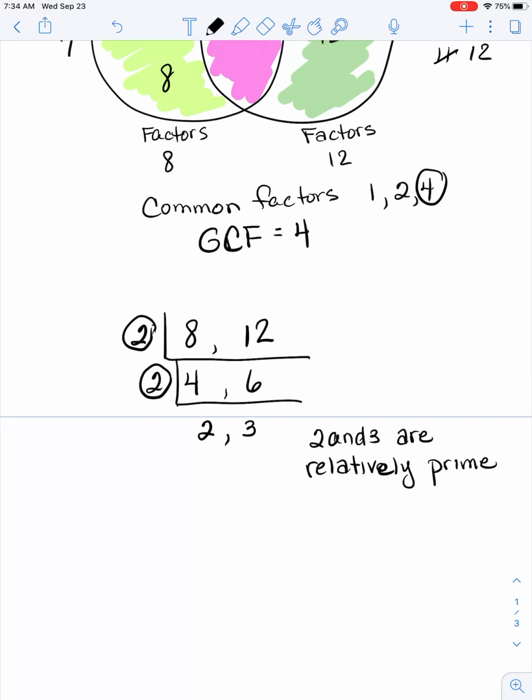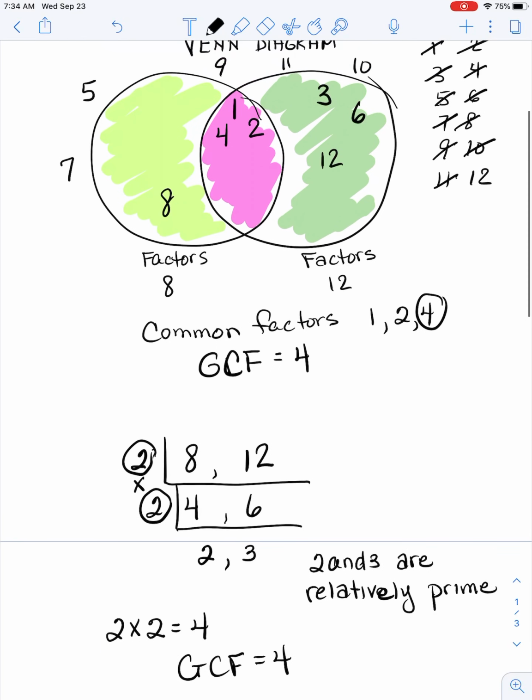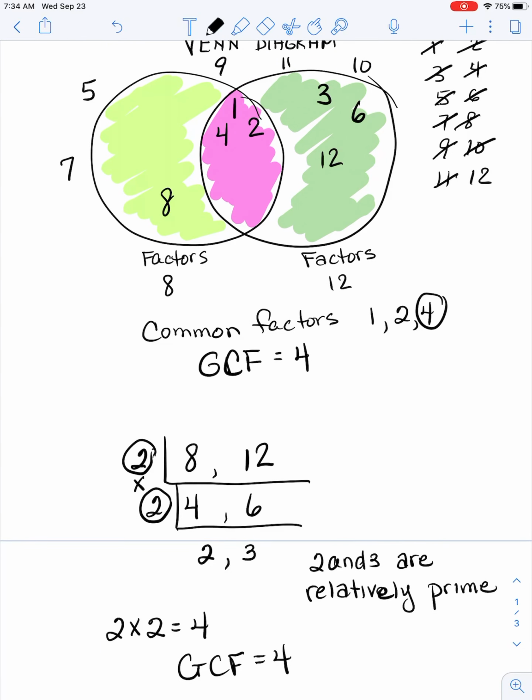Okay, well now in order to find the GCF, we're going to multiply the factors that they have in common. So they have a 2 in common and then another 2 in common, right? 2 circled numbers, and that equals 4. And so the GCF is 4, and that's what we found up here in our Venn diagram. Okay, so I think it's a little easier. I remember when I first learned this, it was like, wow, this is really cool.